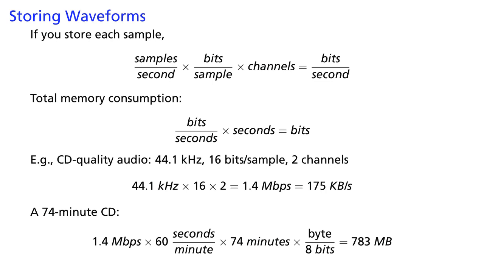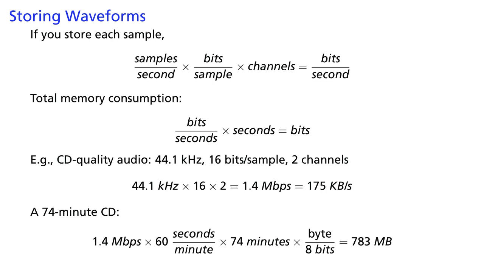Then if you want to do, say, stereo sound, you might have multiple channels. From there, you can calculate, depending on how many seconds of samples you want to save, how many bits you need to store. So let's take an example. A CD is stored at 44.1 kilohertz, 16 bits per sample, 2 channels. And so you multiply it through all of that, that's 1.4 megabits per second. That's 175 kilobytes per second. So for a 74-minute CD, that's the maximum length, you multiply all that out, you end up with 783 megabytes. And that's roughly the capacity of a CD.